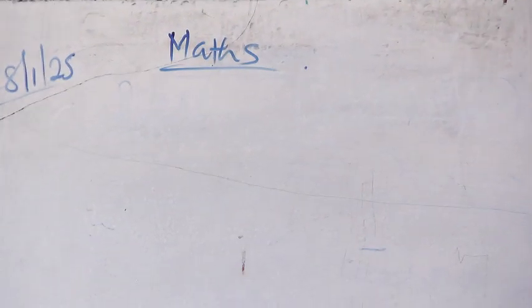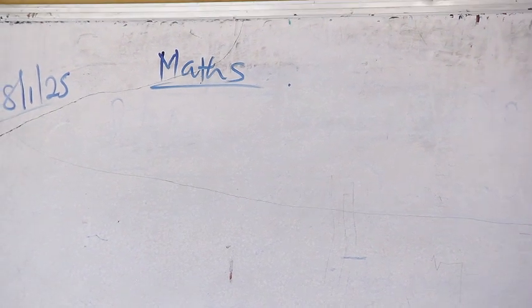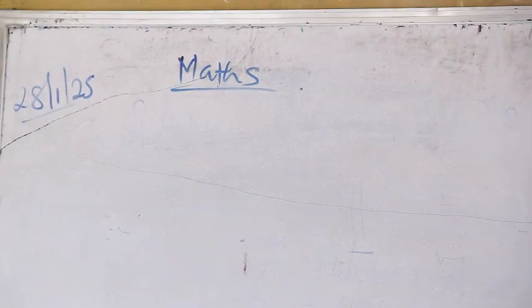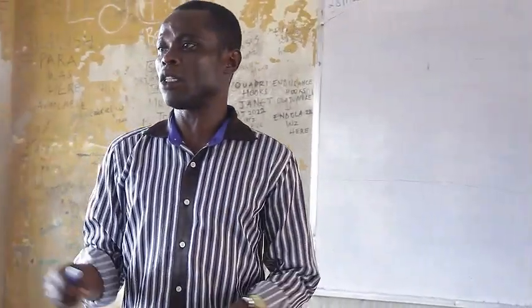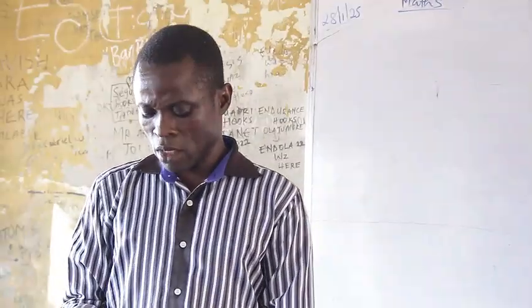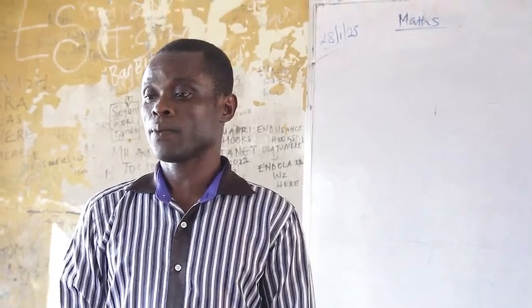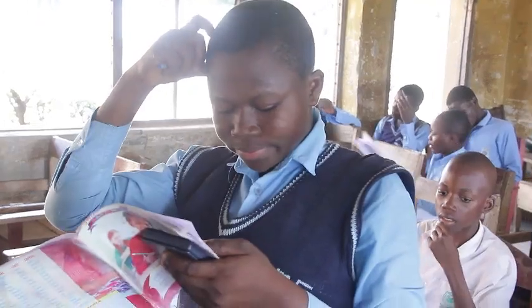Good evening, class. Now, before we start, let us look at the assignment given to you last time. And what is the question, please? Can someone stand up and read the question for us? What is the question? In the diagram, A, B, C, D.